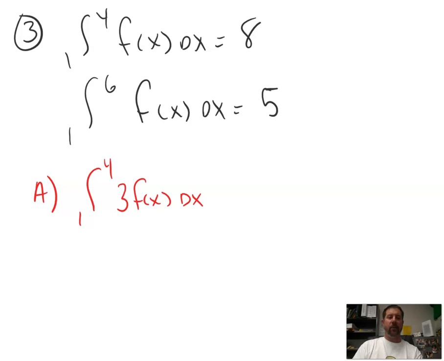Okay, with our last little bit here, we're given a couple of integrals. The integral from 1 to 4 of f of x dx is 8, and the integral from 1 to 6 of f of x dx is 5. I want to evaluate the integral from 1 to 4 of 3 f of x dx.